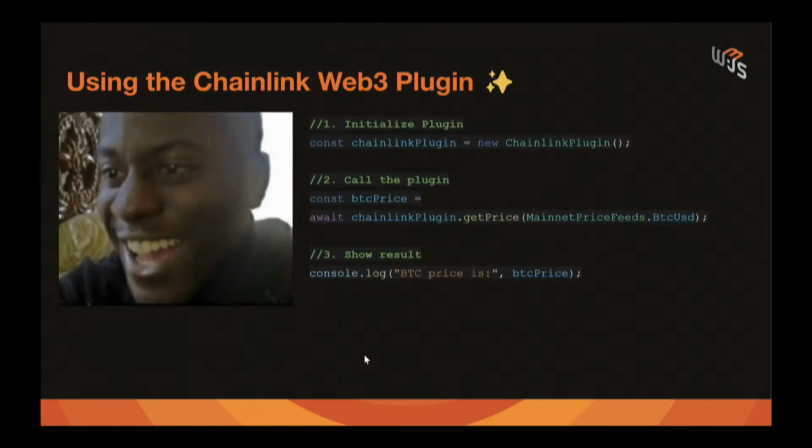And then using the Chainlink Web3 plugin, you just need to first initialize the plugin by typing new ChainlinkPlugin, then calling the plugin by typing chainlinkPlugin.getPrice. This is the function that will make the call to the contract in the background. And then as a parameter, you can send the pair that you want to look for, in this case, BTC USD, and then you can just show the result.